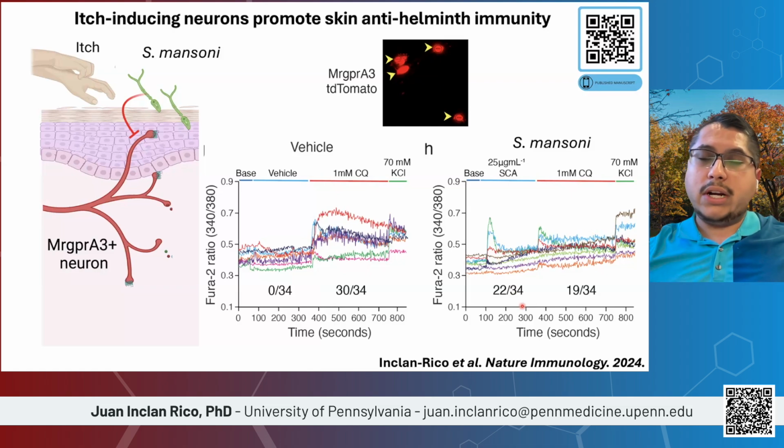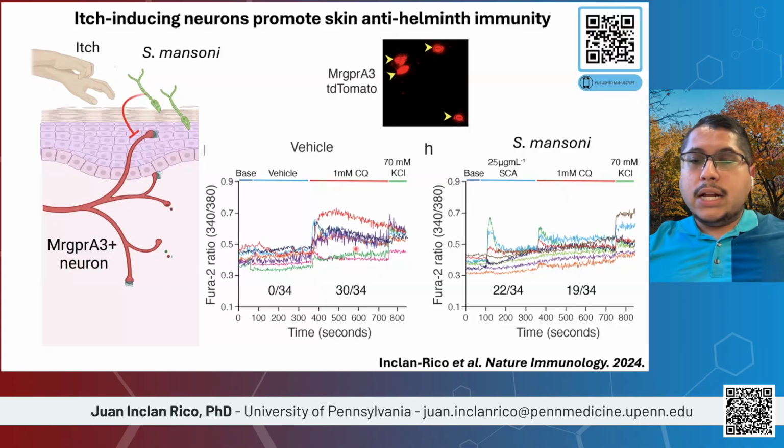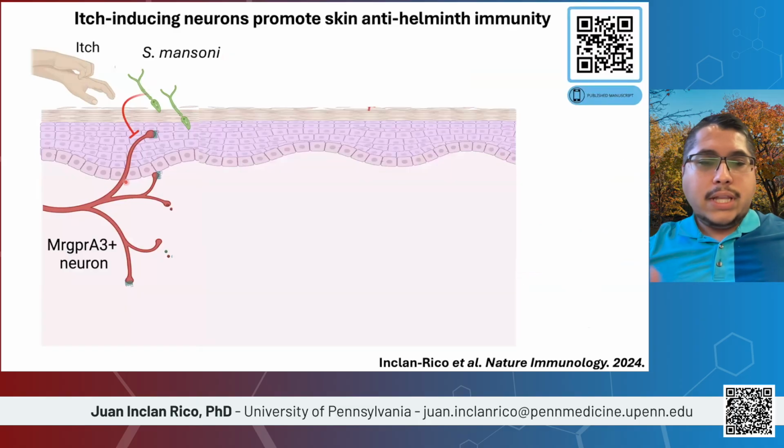However, when we expose them to the canonical ligand, for example, here on the left, these neurons that have not seen any schistosoma compounds can quickly respond to their canonical ligand, showing this robust calcium influx. However, this initial response induced by schistosoma seemed to prevent their activation to their canonical ligand. Again, reinforcing the idea that indeed schistosoma has evolved to suppress not only the behavior, but also the activation of these itch-inducing neurons.